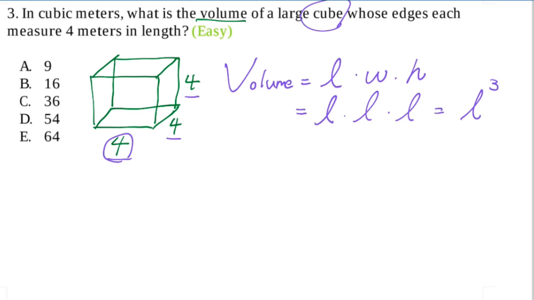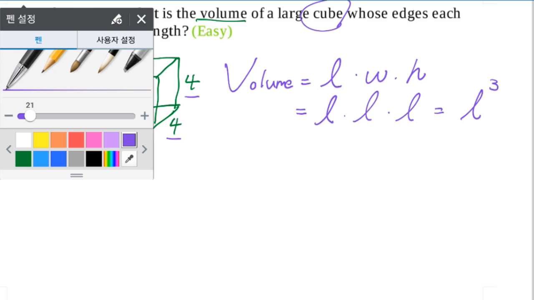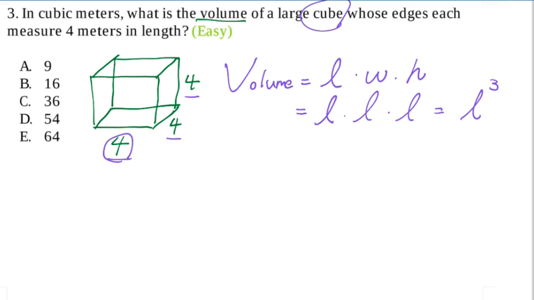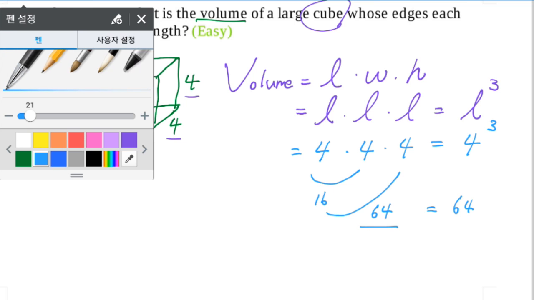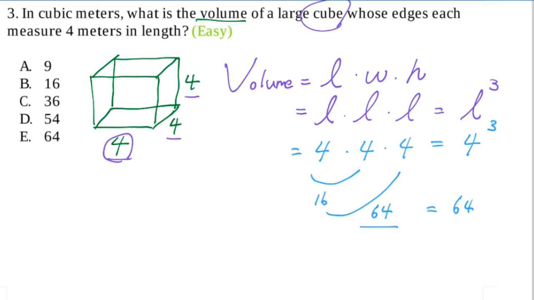Now we know what the length is. It's 4. So we're going to replace L with 4. So 4 times 4 times 4, which is 4 cubed. Now if we solve this, 4 times 4 is 16. 16 times 4 is 64, and 4 cubed is also 64, and that is simply our answer. So our answer is choice E.